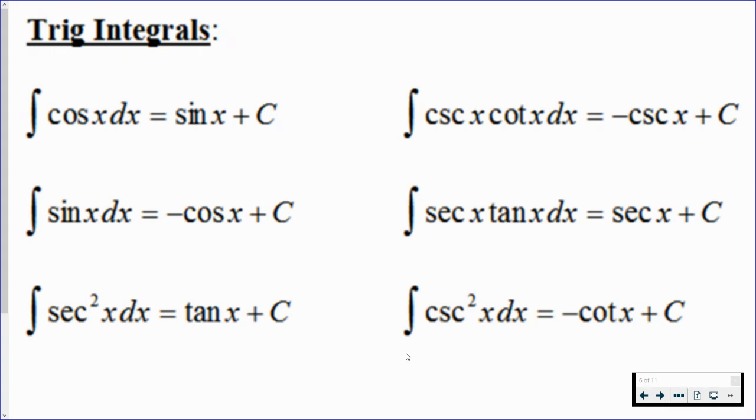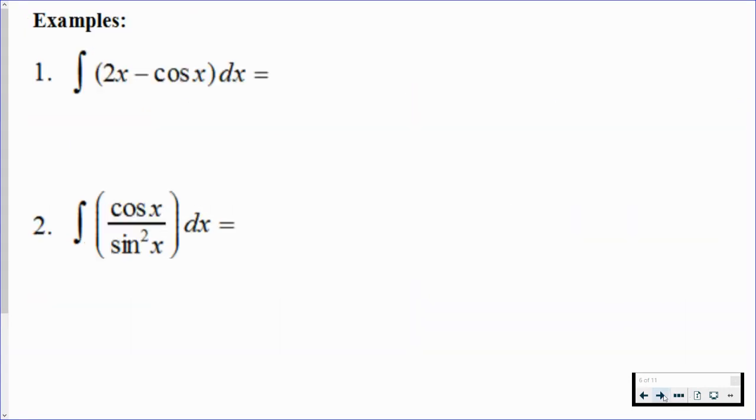So let's take a look at using these. Here we go. Let's take integral of 2x minus cosine of x. Integral of 2x is just x squared, I could write. And integral of negative cosine is going to be negative sine of x. And then we need plus c.